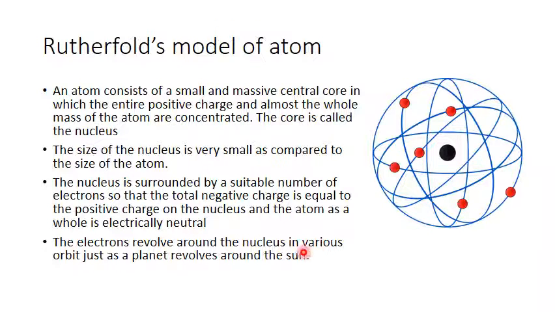And the final point, the electrons revolve around the nucleus in various orbits just as the planets revolve around the sun. So according to Rutherford, he proposed that electrons revolve around the nucleus in a planetary mode.